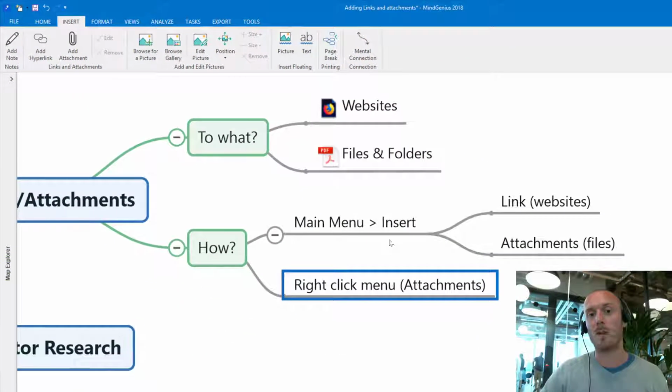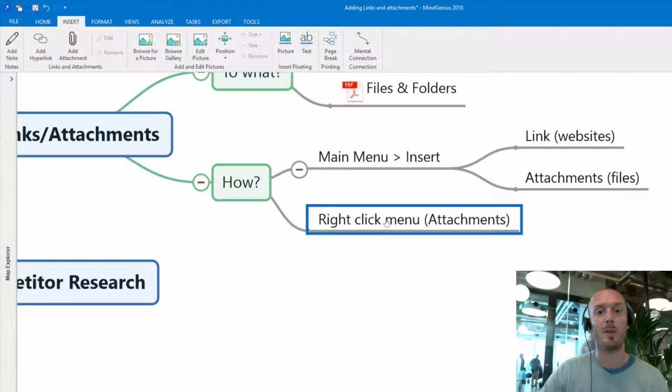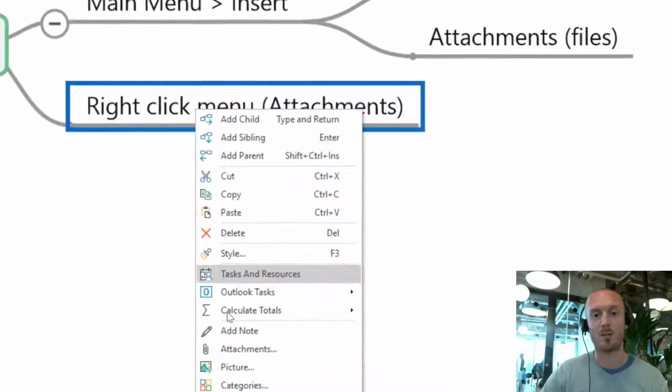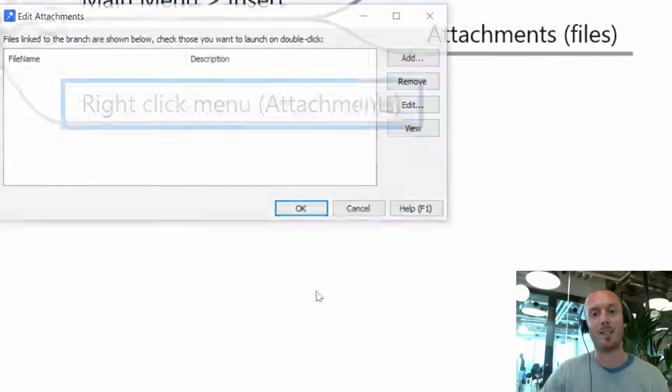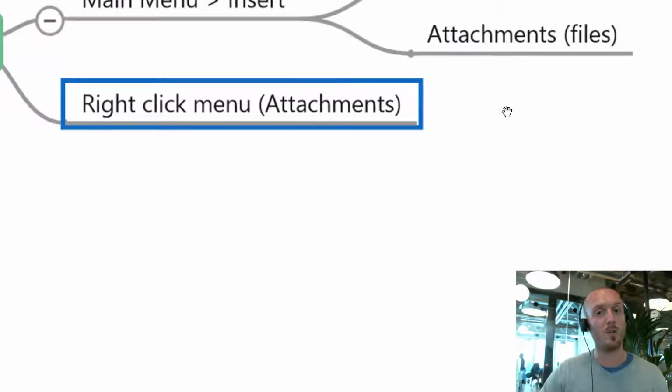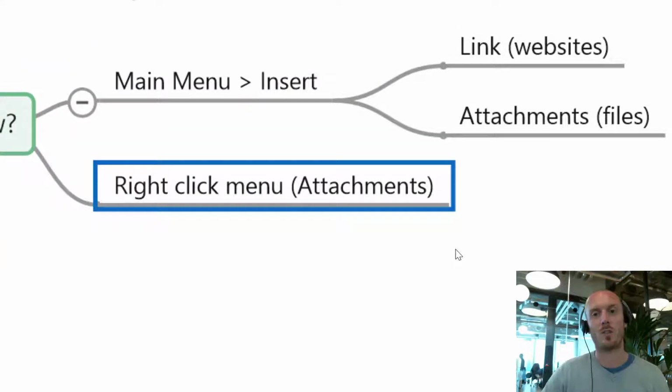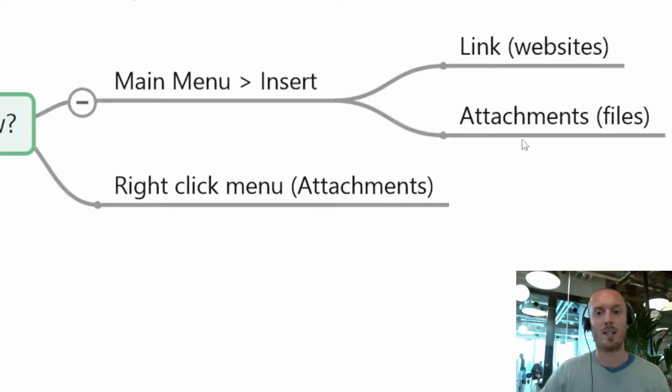The other option, if you maybe don't want to have to go up to the main menu every time, is to just right click, scroll down, and you'll see the attachments option is just there. Now again, this is only going to work for attachments, not links, so just choose your options depending on what you'd like to do. So let's take a look at that again.